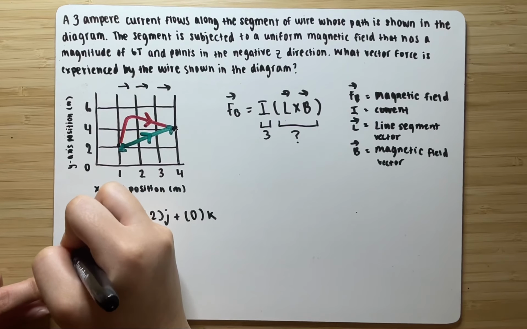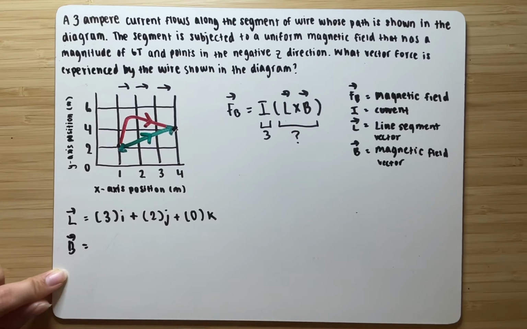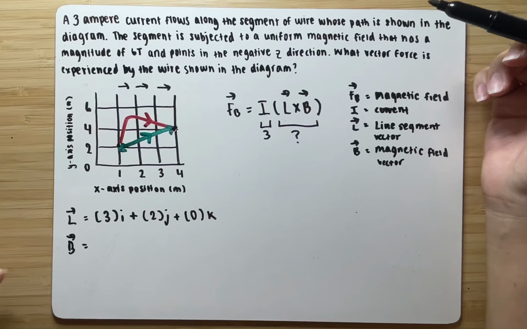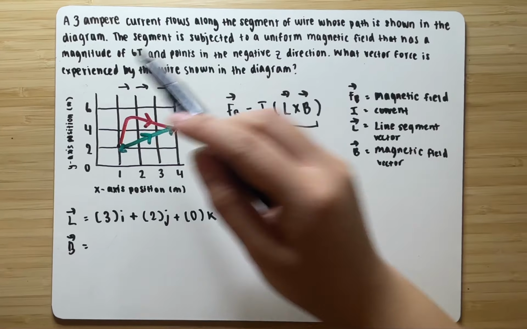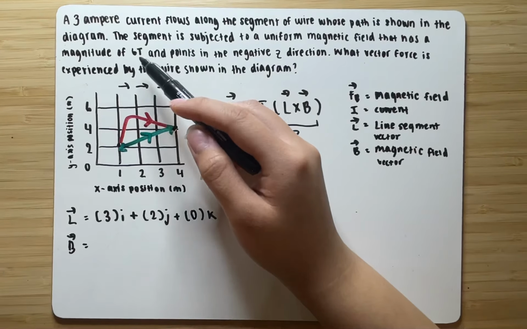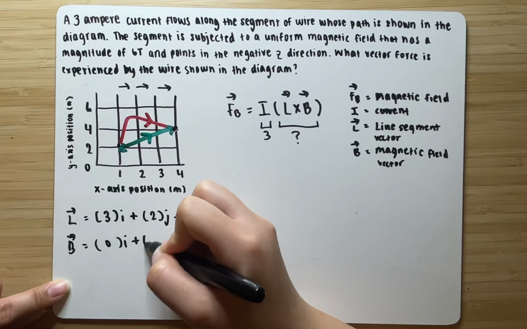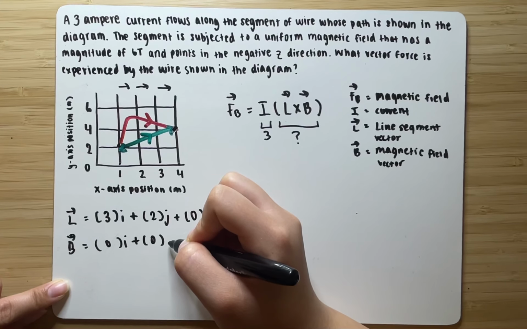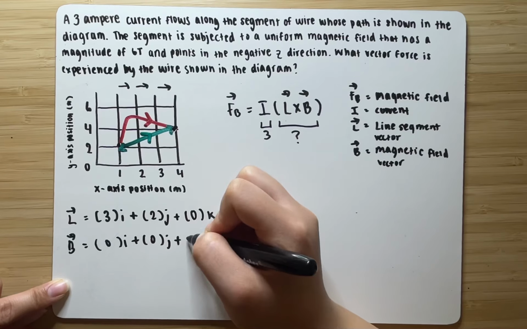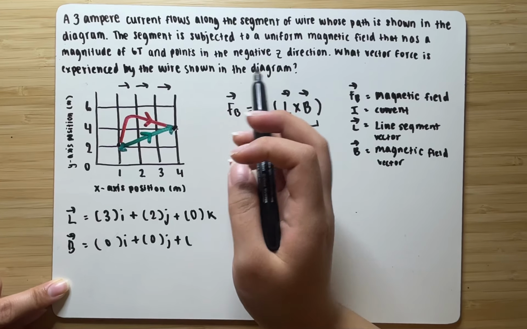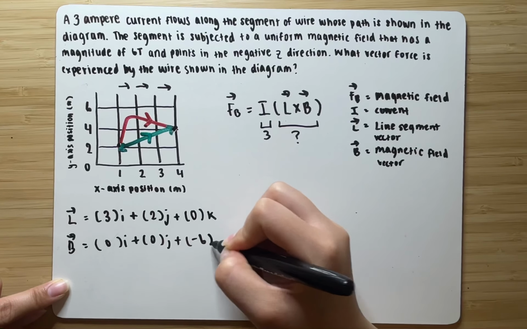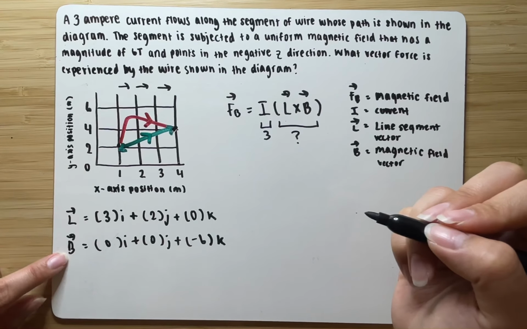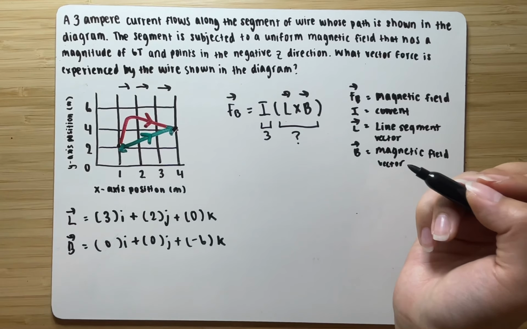Now, for our magnetic field vector, it says here that the segment is subjected to a uniform magnetic field that has a magnitude of 6 Tesla and points in the negative z direction. So we know that i is 0, j is 0, but it points in the negative z direction, 6 Teslas, so it will be a negative 6. This would be our magnetic field vector.